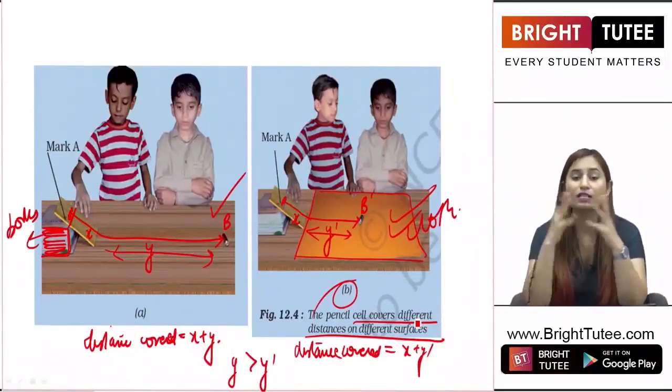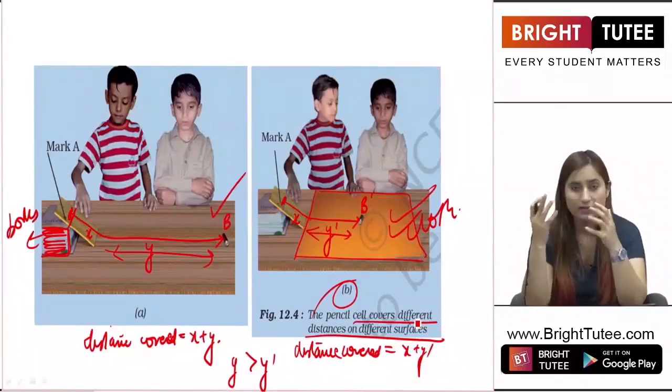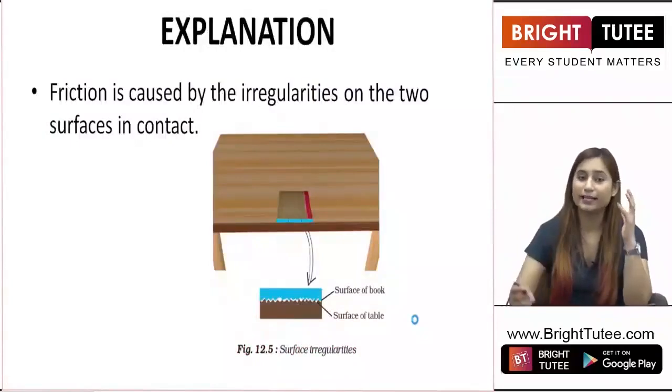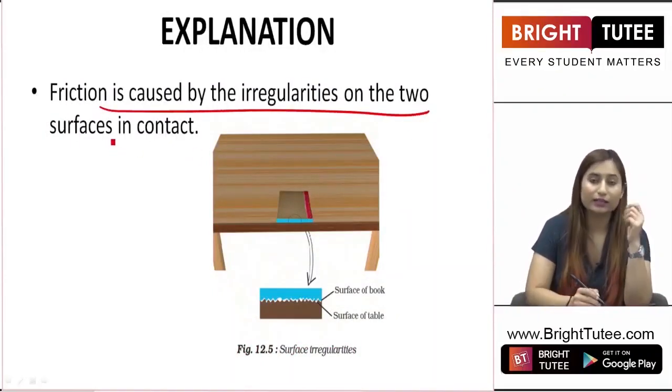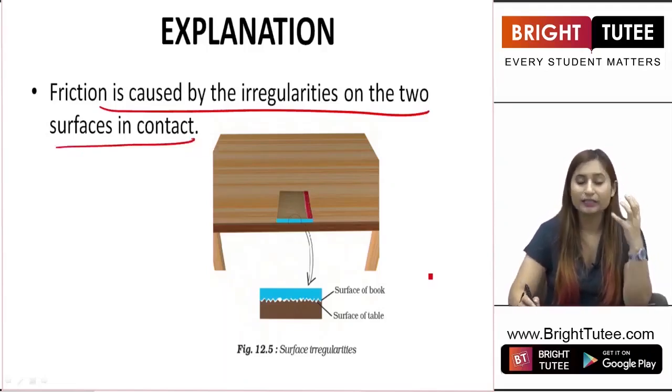While we experience much more friction when we walk in the sand. It is very difficult for us to walk in the sand, right? Because it causes much friction. Now students, what is the explanation? Friction caused by the irregularities on the two surfaces in contact. Friction is caused by the irregularity.